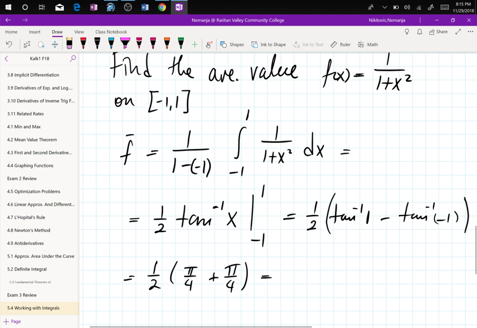Half of pi over 2 is pi over 4. 1/2 times pi over 2, which is again pi over 4. That's the average value, pi over 4. If you draw the horizontal line through y equals pi over 4, it splits the area evenly.